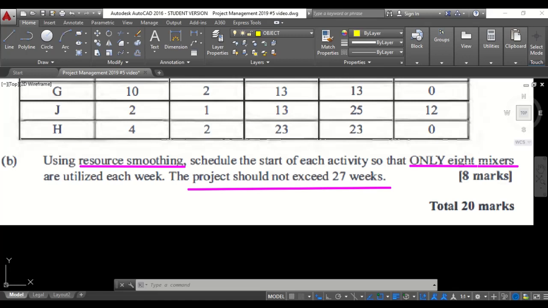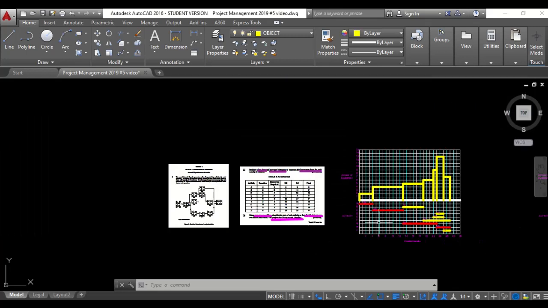In a situation where we find that happening, what we will have to do is to apply resource smoothing. And I'm going to show you how to do that. Now, the other constraint that you're seeing is that the project should not exceed 27 weeks. So that goes with what resource smoothing is. It's a reallocation of resources without changing the timeline or the end time for the project. So let's get to it.